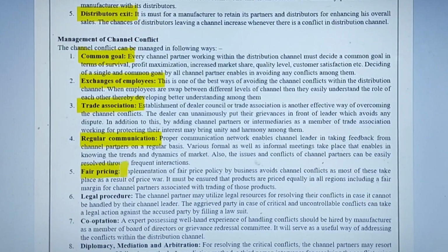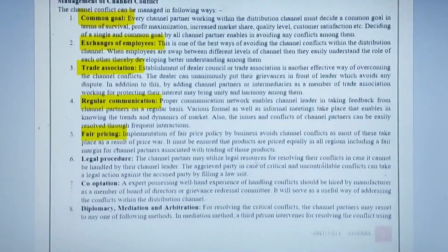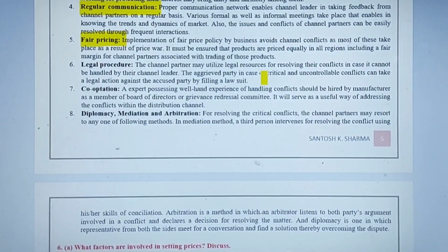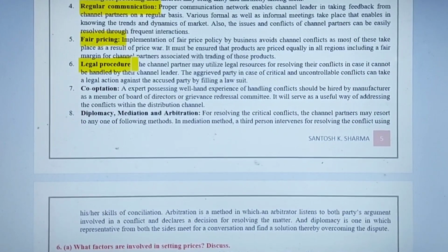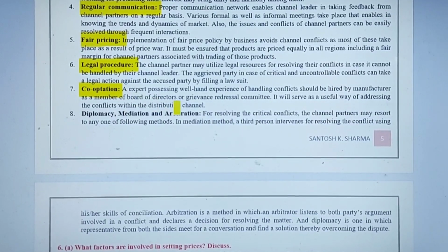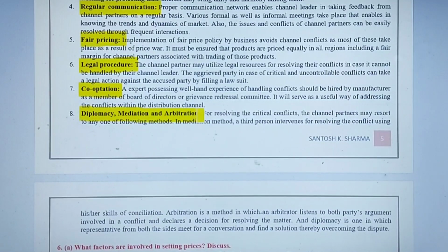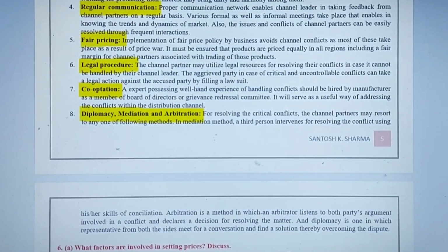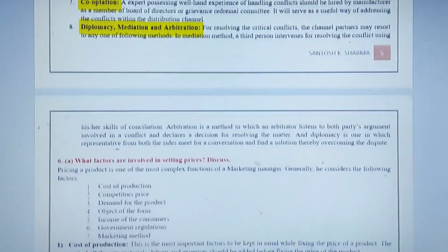Then there should be fair pricing. That means the prices charged to all the dealers should be the same. So the company has to keep this in mind. Then there are some legal procedures to handle this type of conflicts if it is a very severe type of conflict. There is a sort of co-optation where the experts can be consulted to handle the conflict. With the help of diplomacy, mediation and arbitration also these conflicts can be solved. So these are a few techniques of handling this type of conflicts.